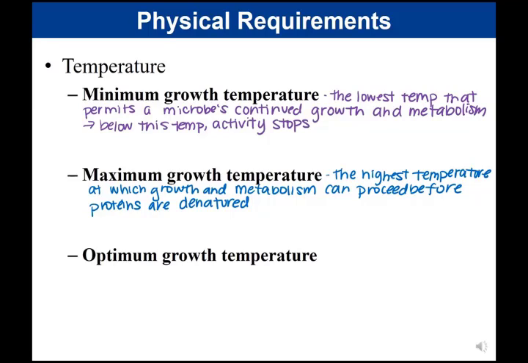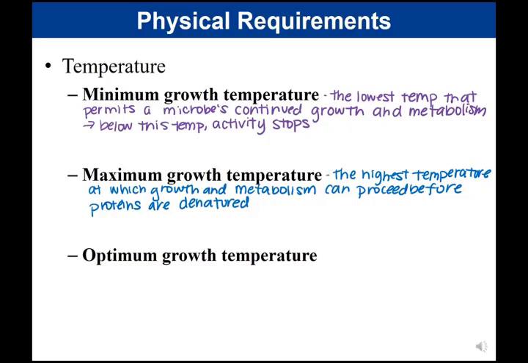This is why when we make our slides in lab, we do our heat fix step. Because passing our slide through the flame is going to cause our proteins to denature and coagulate, which then allows the bacteria to stick to the slide, and also kills the bacteria in the process. And so that's why we do our heat fix step.